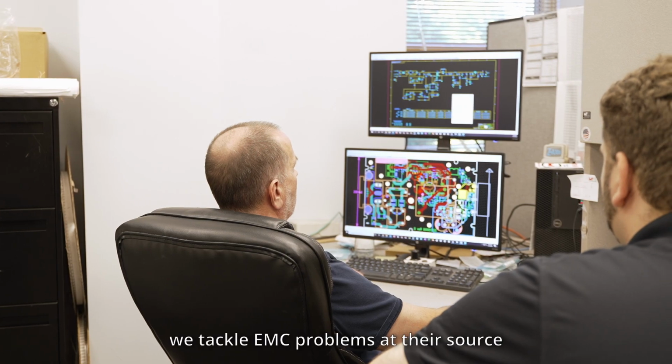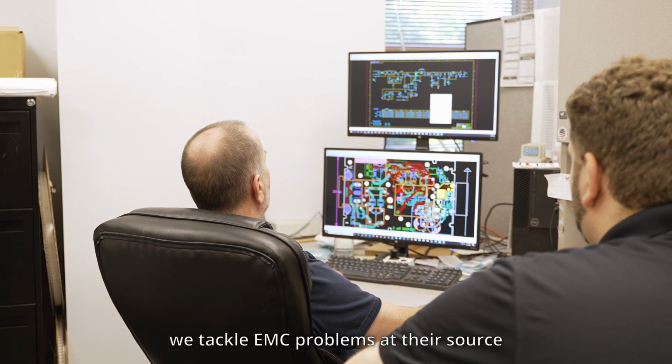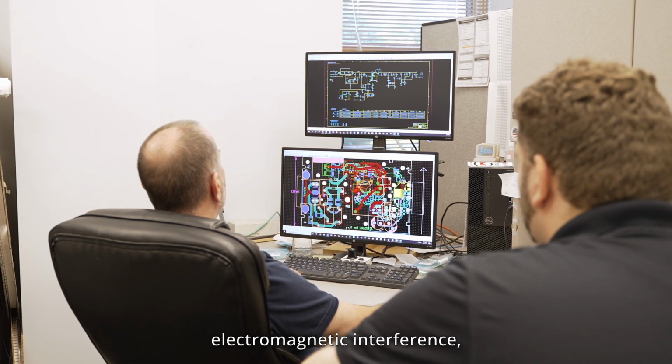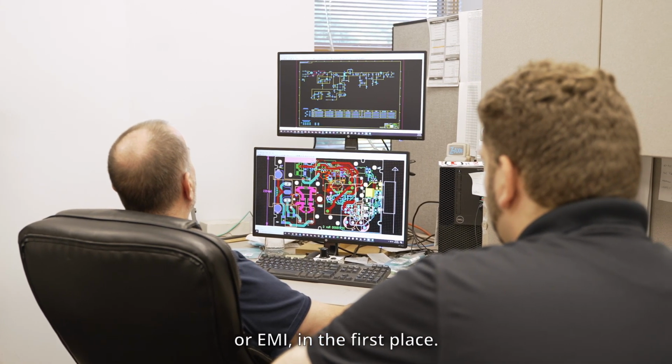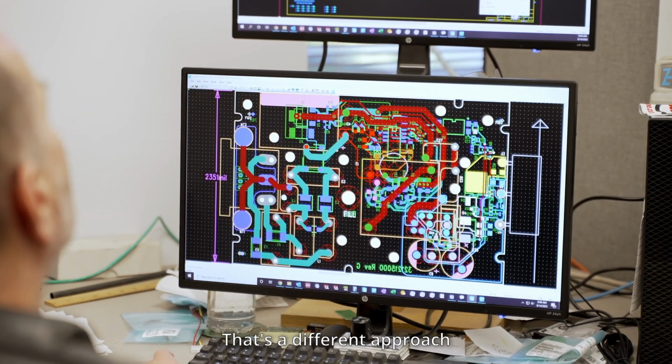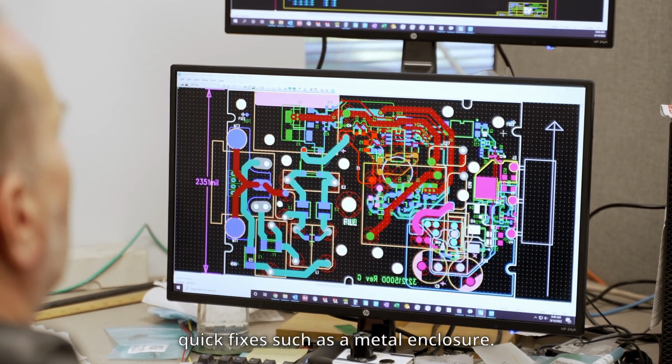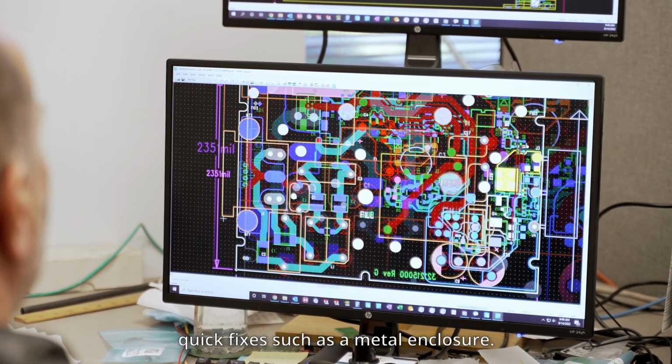At Z-axis, we tackle EMC problems at their source by helping to improve your design so that there's less electromagnetic interference, or EMI, in the first place. That's a different approach from design houses where the default solutions are expensive, quick fixes, such as a metal enclosure.